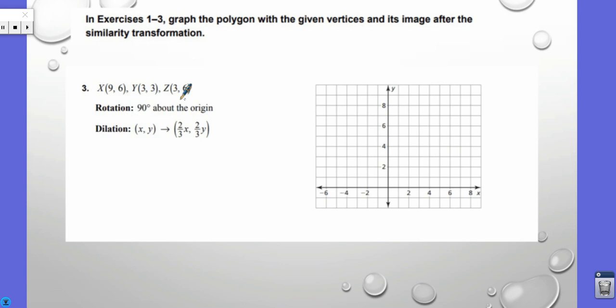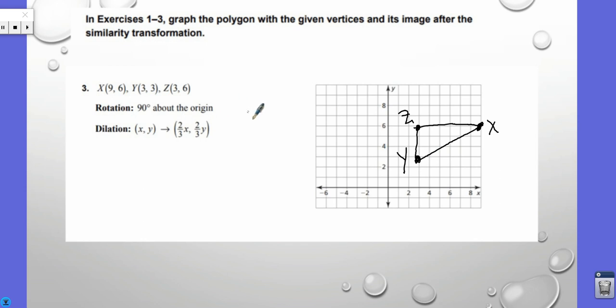Okay, number 3, let's go ahead and graph. 9 and 6 is my X. 3 and 3 is my Y. 3 and 6 is my Z. Okay, now it tells you to rotate 90 degrees about the origin.